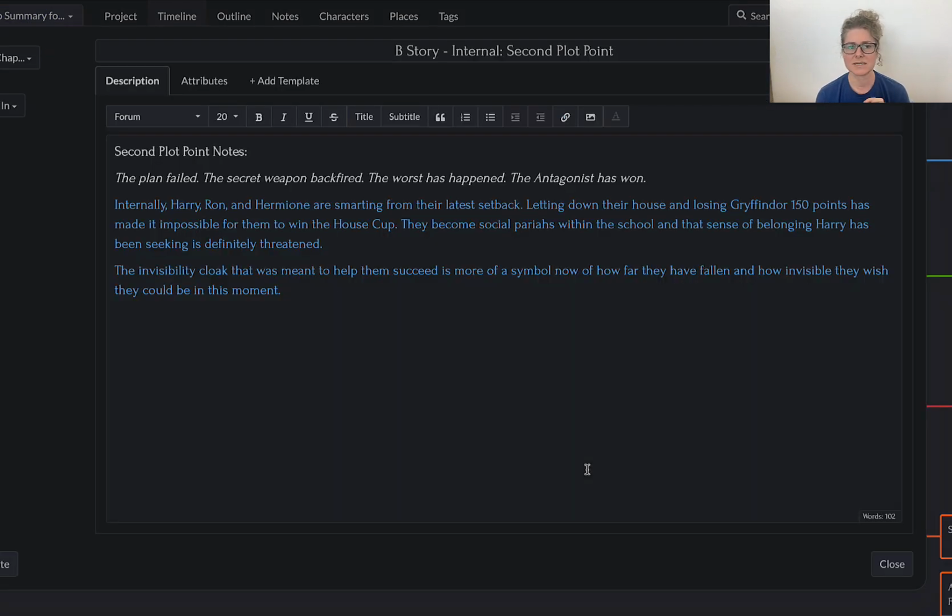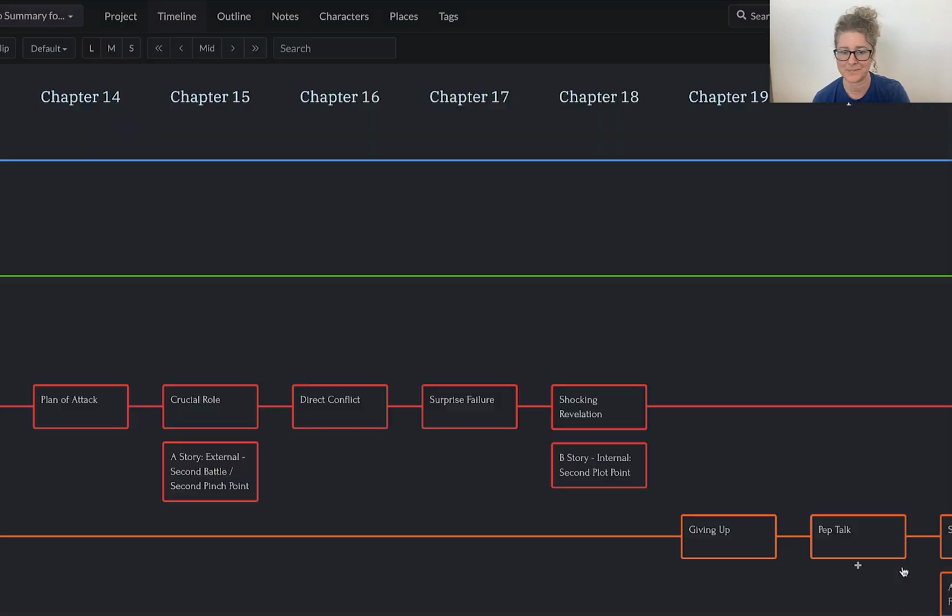The plan failed, the secret weapon backfired, the worst has happened, the antagonist has won. Internally, Harry, Ron, and Hermione are smarting from their latest setback. Letting down their house and losing Gryffindor 150 points has made it impossible for them to win the House Cup. They become social pariahs within the school, and that sense of belonging Harry has been seeking is definitely threatened. The invisibility cloak that was meant to help them succeed is more of a symbol now of how far they have fallen and how invisible they wish they could be in this moment.